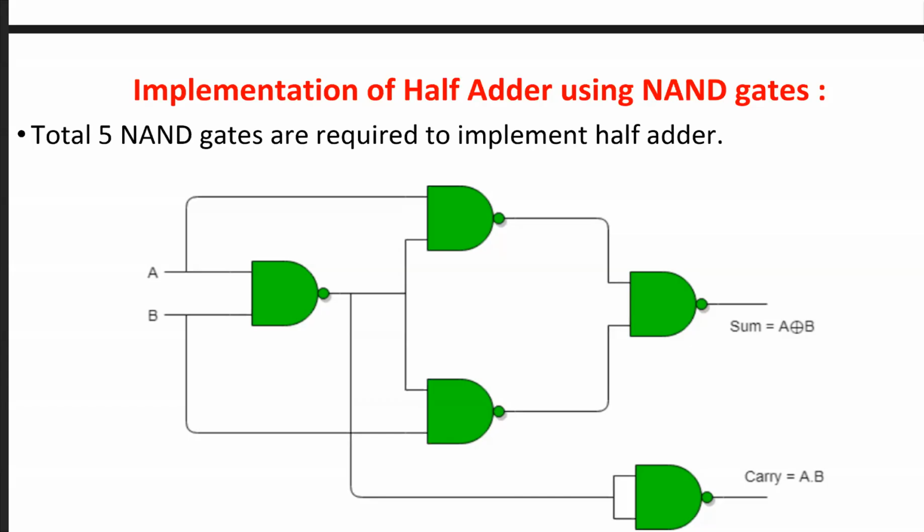Don't expand it. For the first NAND gate, you can write A dot B, the whole complement, because it is NANDing. So write the output A dot B, the whole complement. Output of the first NAND gate, then second, third, fourth, and the last one is 5.